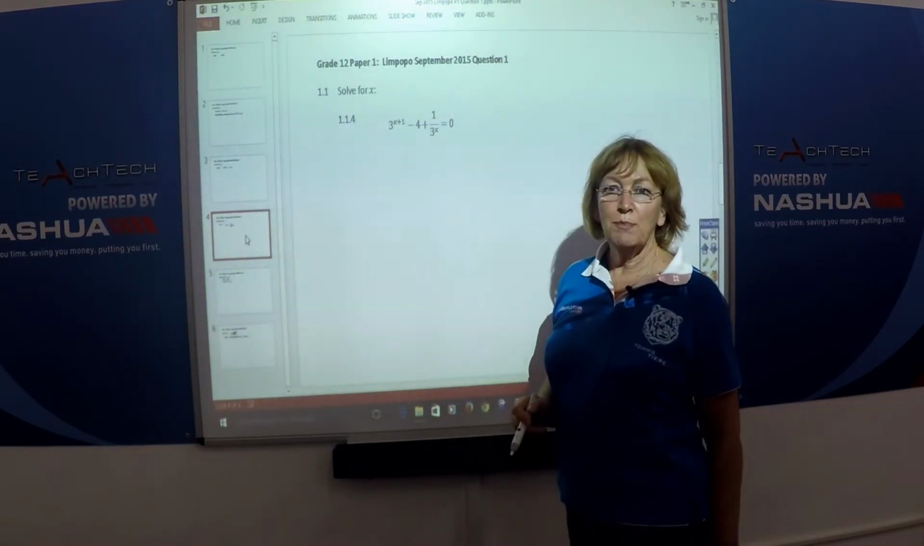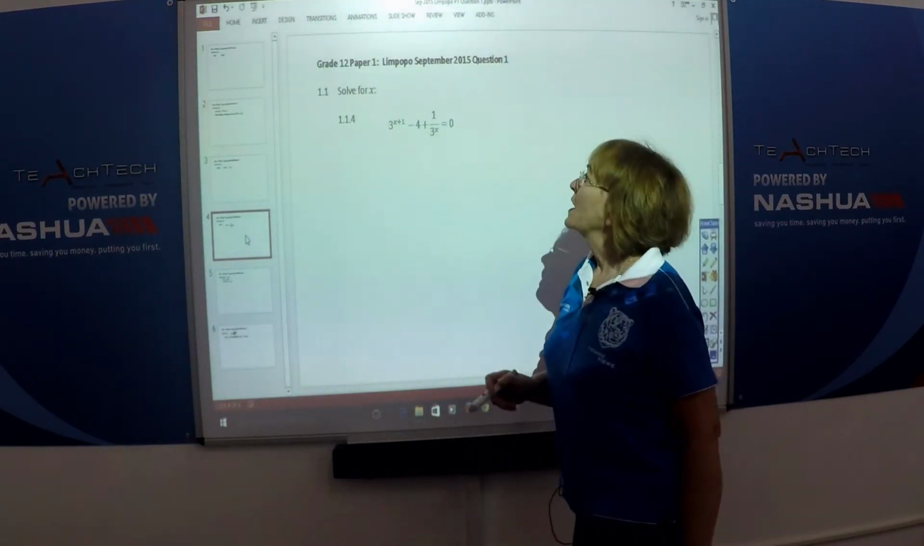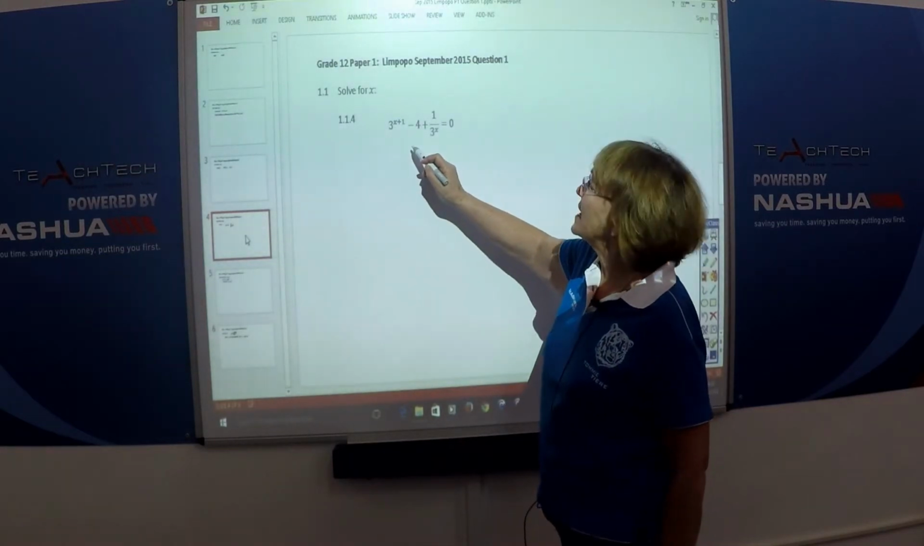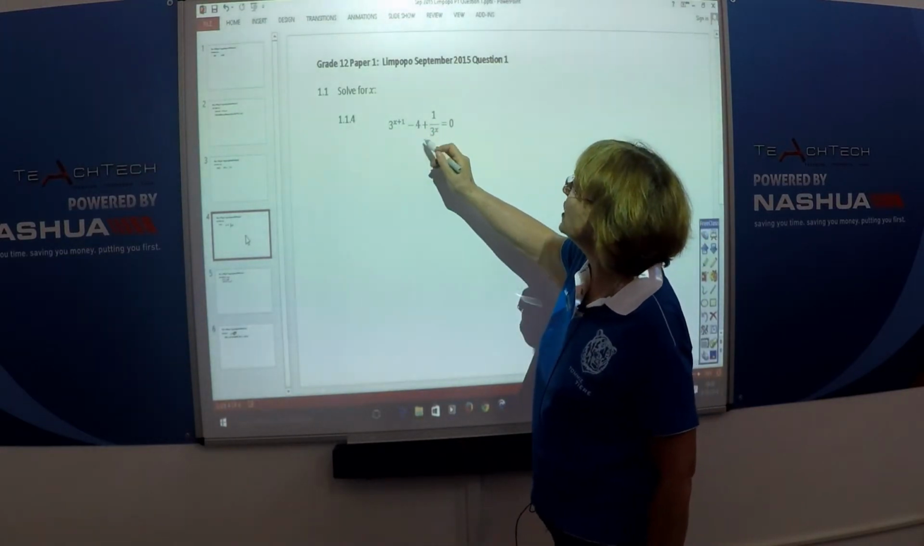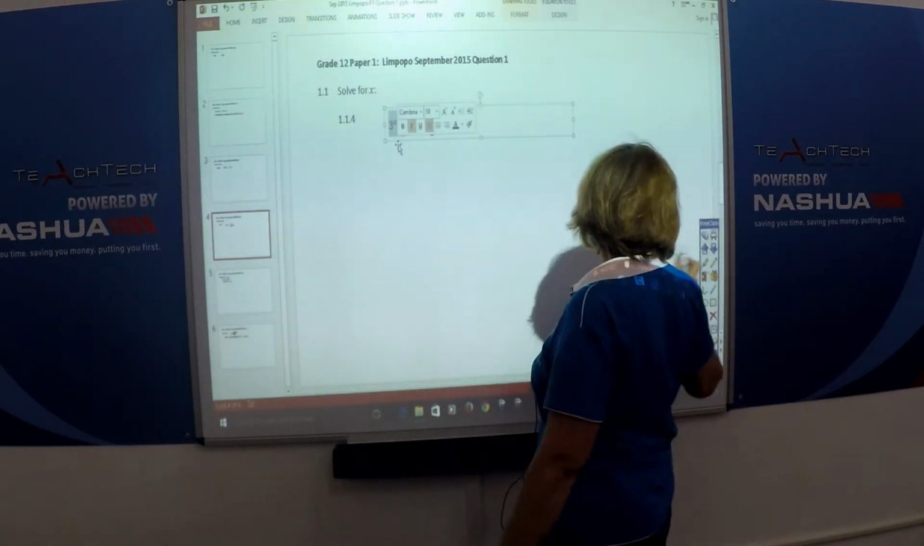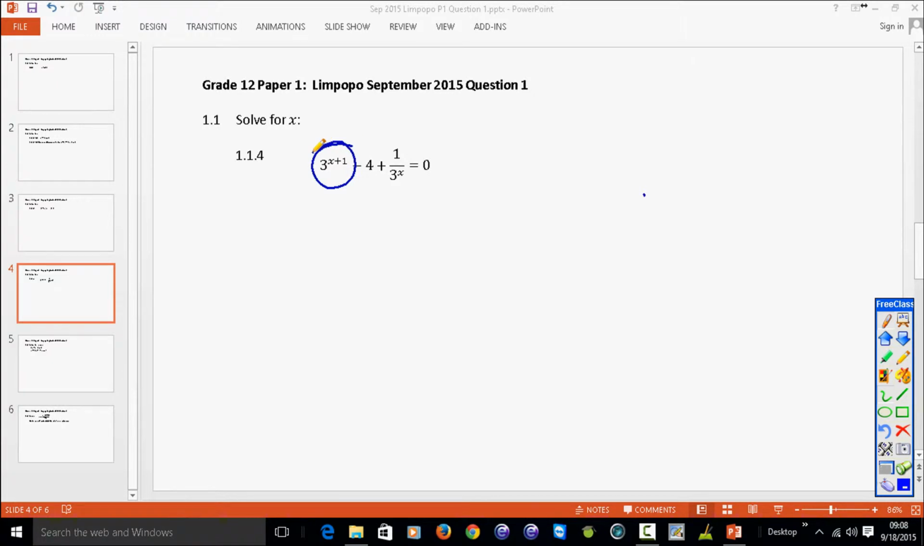Question 1.1.4 contains unknowns in the exponent position. So we are dealing here with an unknown exponent. There's a power with an unknown exponent and there's a power with an unknown exponent.